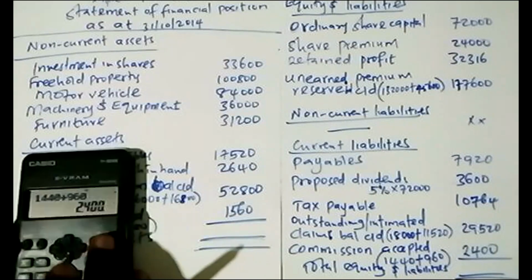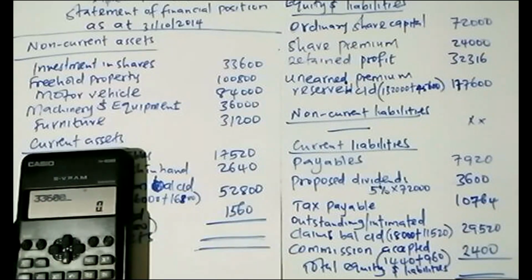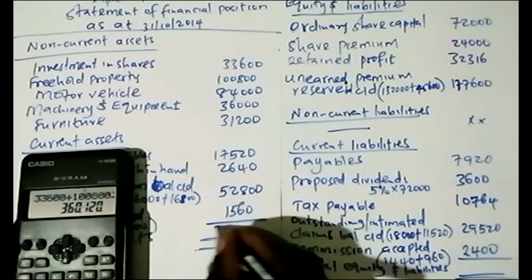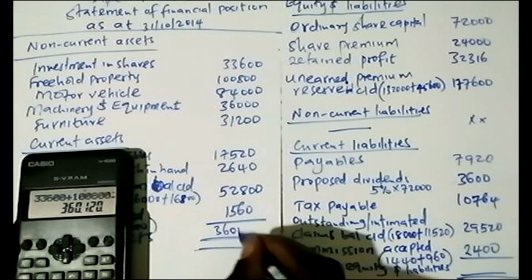Let us add the assets: 33,600 plus 100,800 plus 84,000 plus 36,000, plus 31,200, plus 17,520, plus 26,040, plus 52,800, plus 15,060. So I'm getting the assets as 360,120.